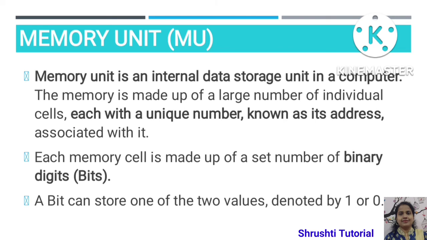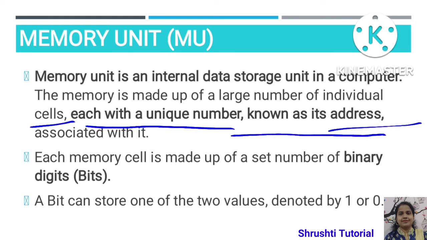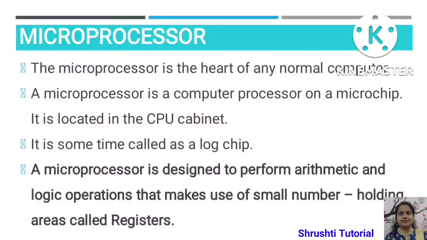Coming to the memory unit. The memory unit is our internal data storage unit in a computer. The memory is made up of a large number of individual cells, and each cell has a unique address, a unique number associated with it. Each memory cell is made up of a set of binary digits. What do you mean by binary digits? It is 0s and 1s. As we know, a computer understands only binary digits, or binary language.